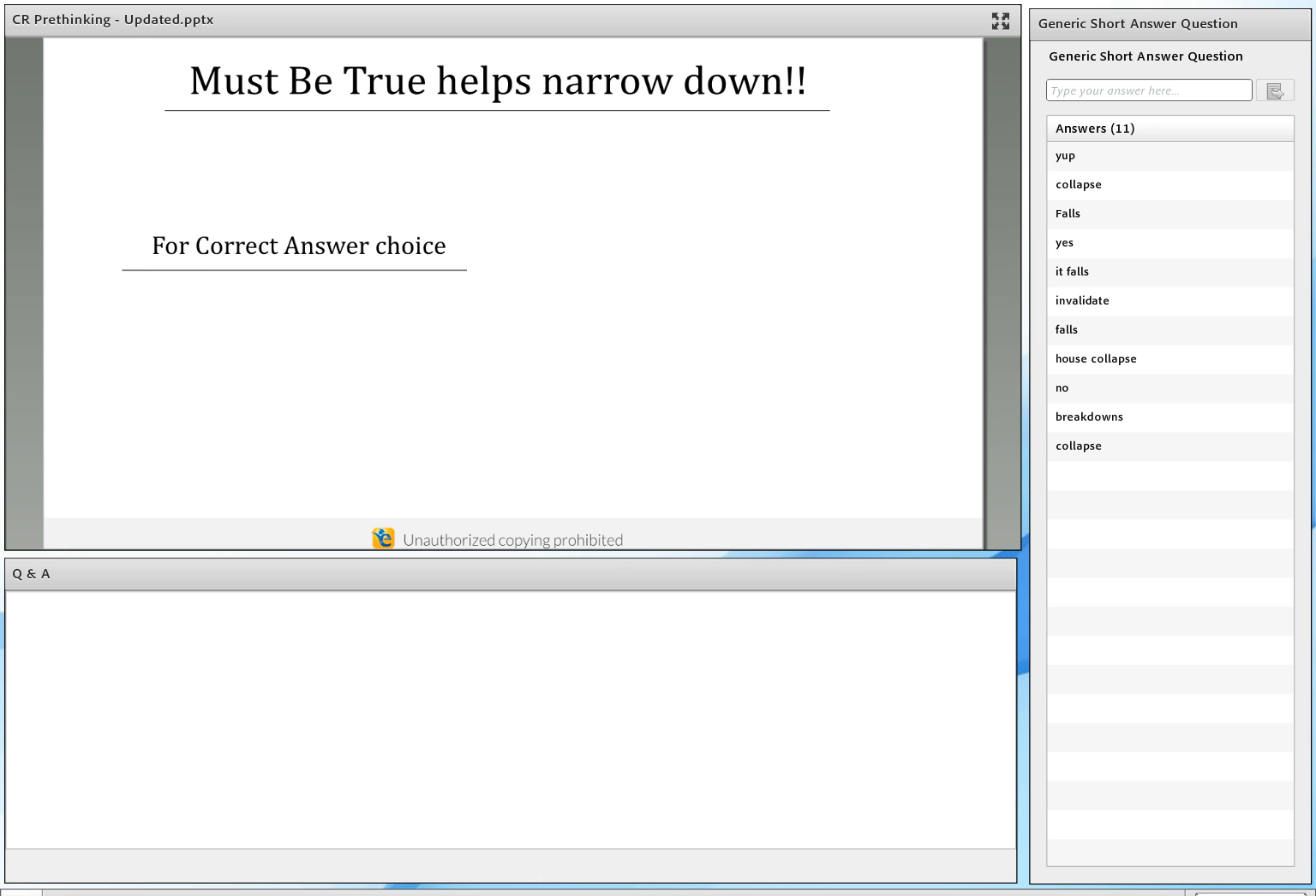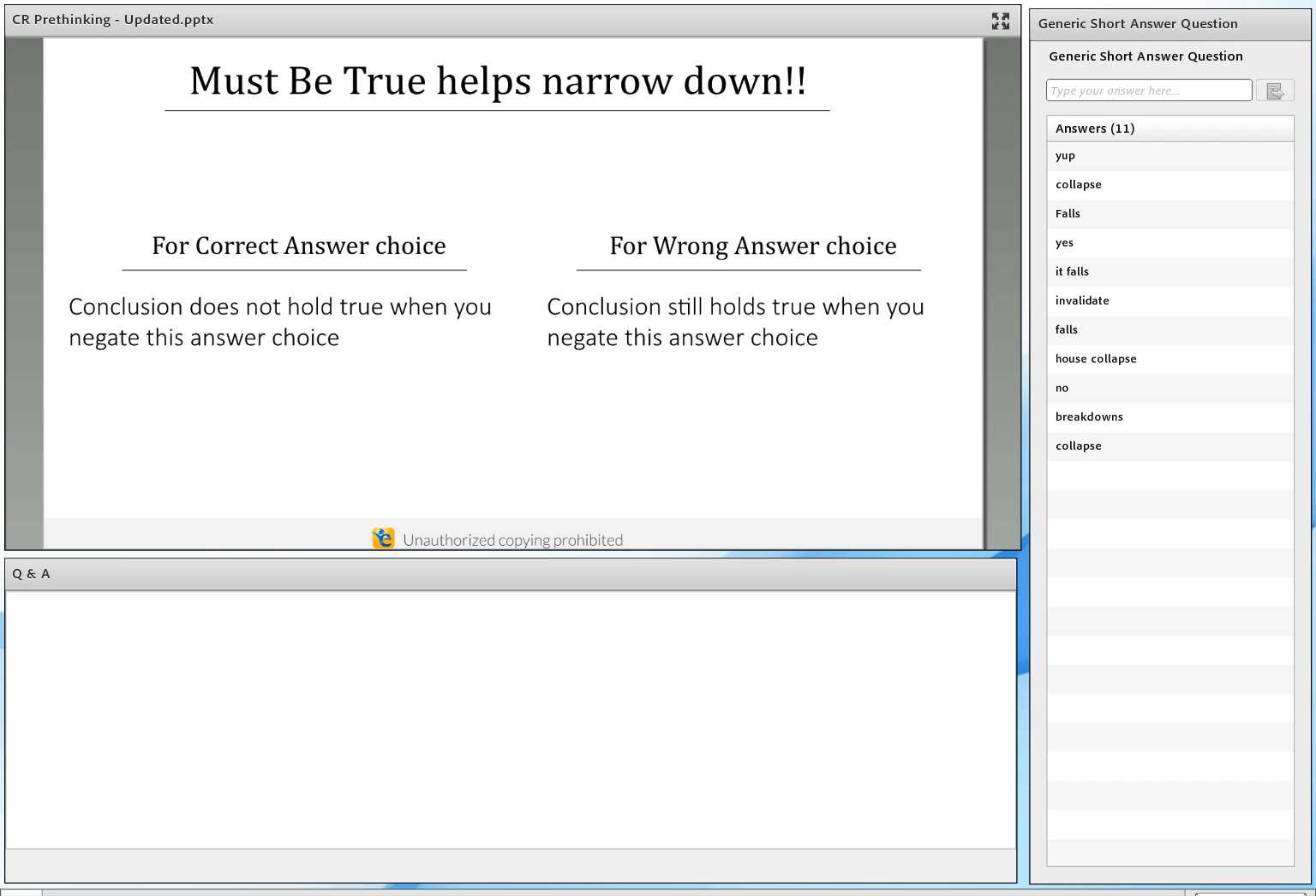But it's really important to understand that if we understand must be true, you'd be able to narrow down and get to the correct answer. For the correct answer, the conclusion will break down when you negate that answer choice. For the incorrect answer, nothing would happen to the conclusion. Worst case, it might be weakened, but it will not break down. And we're going to see examples of all of these instances today.